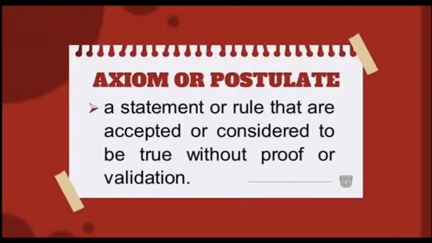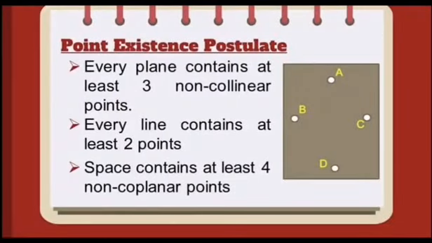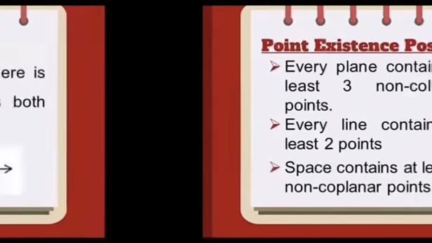Let us have the definition of some important terms in this lesson. Axiom or postulate is a statement or rule that is accepted or considered to be true without proof or validation. Point existence postulate: every plane contains at least 3 non-collinear points, every line contains at least 2 points, and space contains at least 4 non-coplanar points.